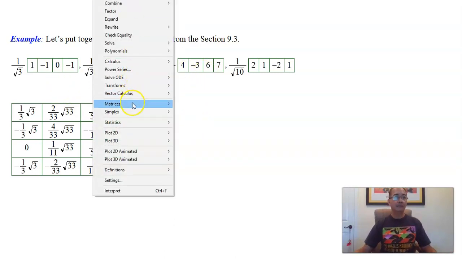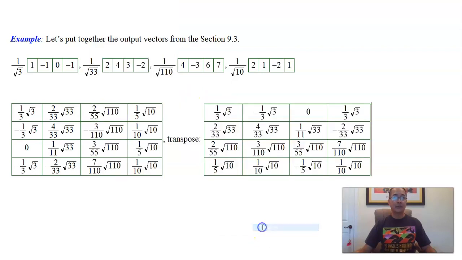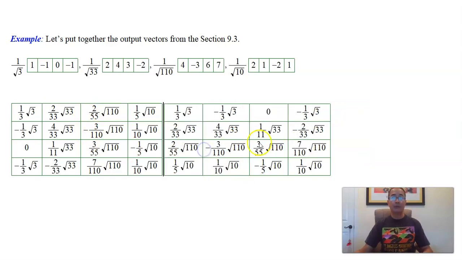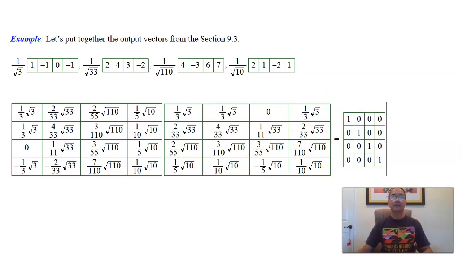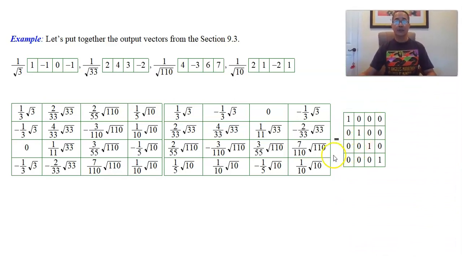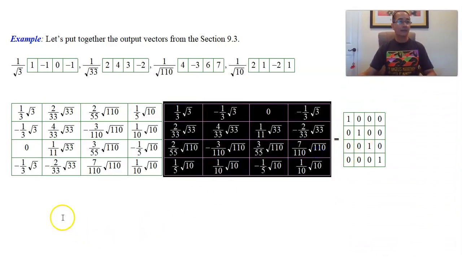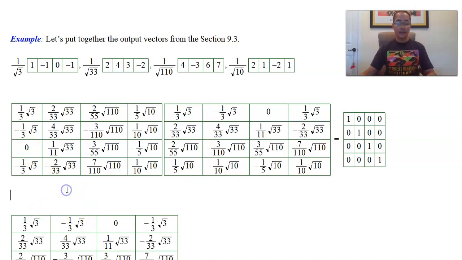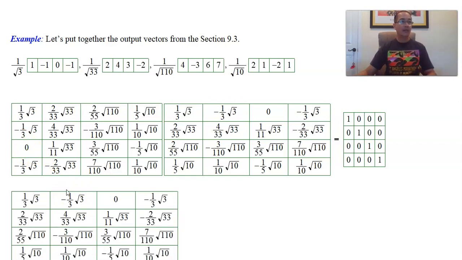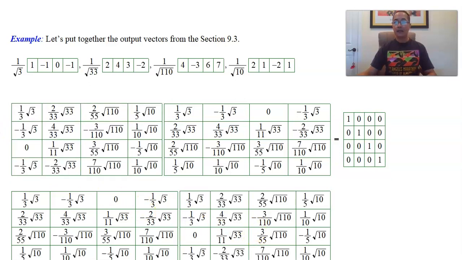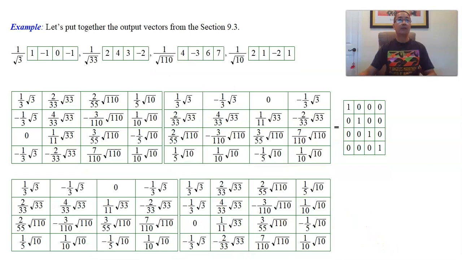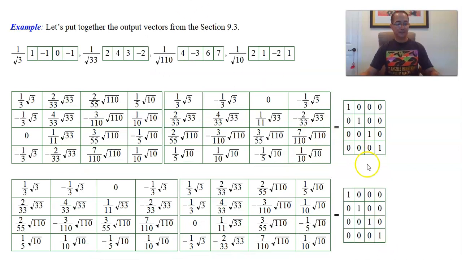Okay, compute matrices transpose. Okay, so this is our Q. This is our Q transpose. Okay, what happens when we multiply them together? Yep, we get the identity. Okay, and of course, if we switch the order, transpose on the left, and then matrix on the right, do we also get the identity? Of course we do.